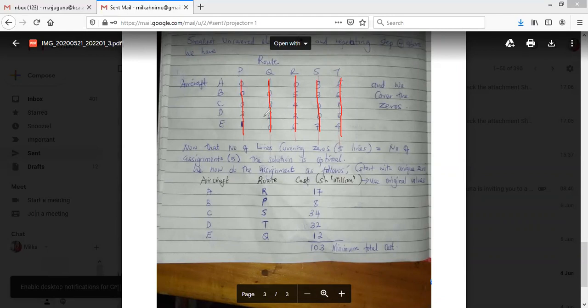Once you have closed the zeros, we see where there's a unique 0. And perusing through, E can only be assigned to route Q. This 0 here is so unique in that alongside row E, there's no other 0. So that 0 is so unique, and I'll go directly and assign E to Q.